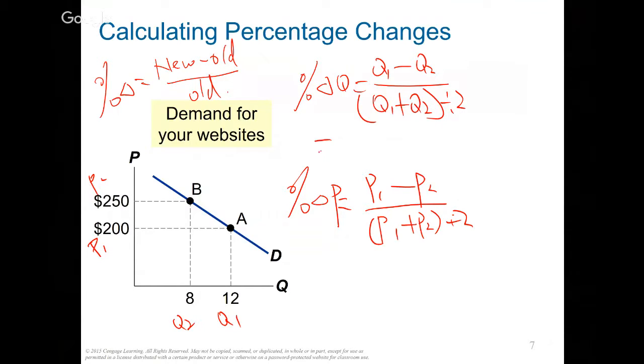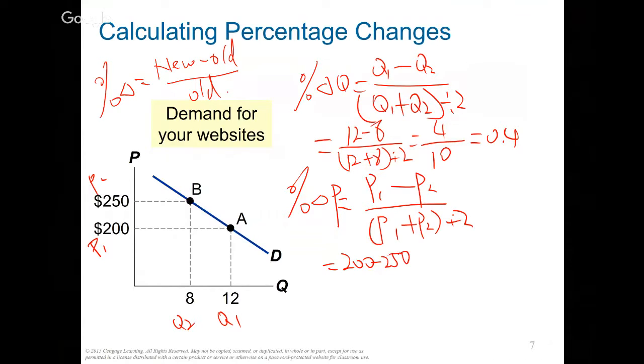So for quantity, it will be 12 minus 8 over 12 plus 8 divided by 2. So this will be 4 over 20 divided by 2, that's 10. So that's 0.4. And then for price, P1 is 200 minus 250 over 200 plus 250 divided by 2. Don't forget to divide by 2, okay? So on top, that's a negative 50. On the bottom, that's 225.